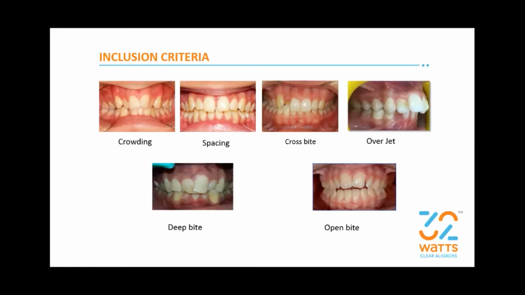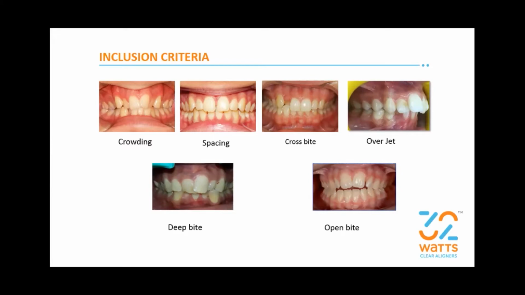See, I have not included posterior cross bites in this section because posterior cross bites, or sometimes a complete cross bite, are very difficult cases to be treated with aligners. So all these cases, crowding, spacing, anterior cross bite, increased overjet, increased overbite, and open bite cases, are very well treated with the aligners.